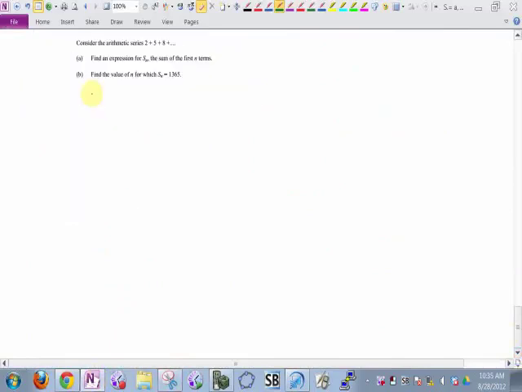Consider the arithmetic series 2 plus 5 plus 8. Oh, that's nice. I got the first term. I get the common difference. Find an expression for S sub n for the first n terms, okay?